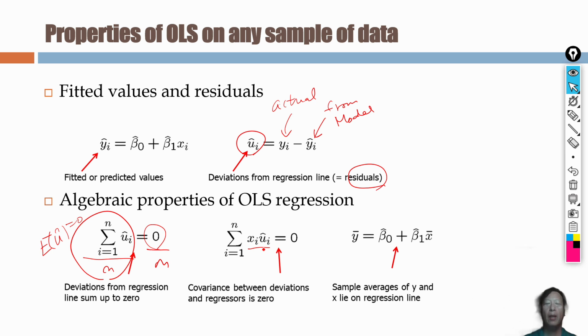If x can explain u even just a little bit, that means your beta 1 does not fully capture the effect of x. If you take the full effect of the x variable, then u cannot be explained by x, which means the covariance should be 0. And then the sample average of y and the average of x should be on the regression line. Obviously that's true, intuitively true.